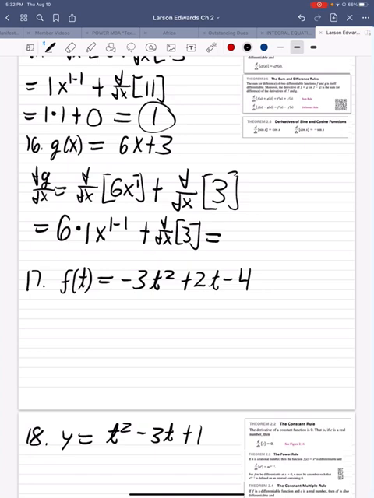So you can write this as 0 here already. So 6 times 1 times x to the 1 minus 1. 1 minus 1 is 0. And you know that anything to the 0 power is 1. So this is like saying 6 times 1 times 1, which is equal to 6, plus 0 is equal to 6.